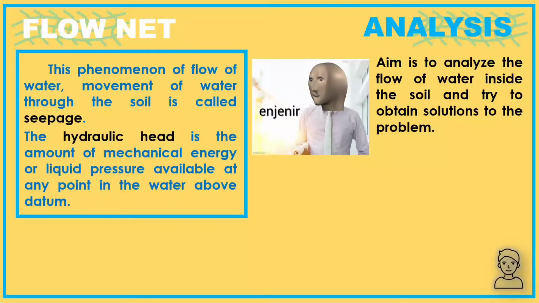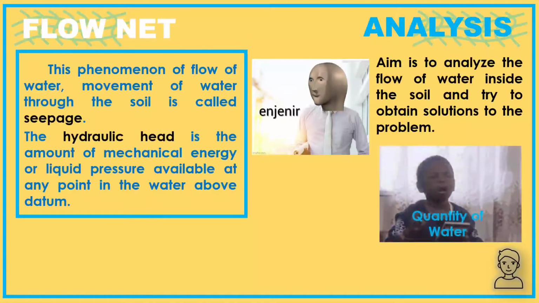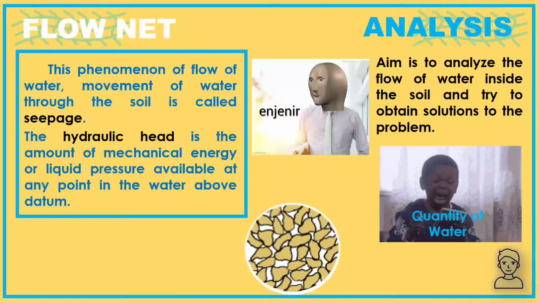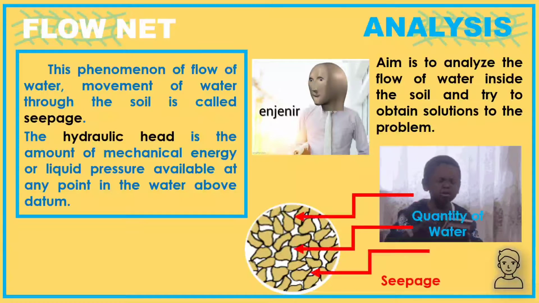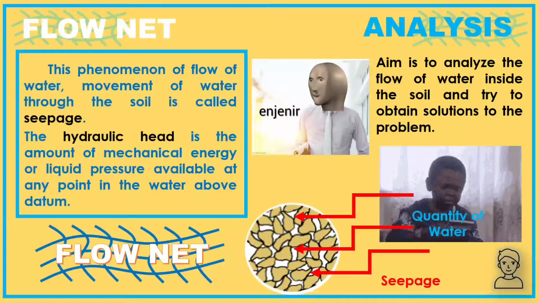One such problem is to estimate the quantity of water percolating via seepage through the soil under the dam. To solve such problems and to analyze multidimensional flow in the soil, we make use of a concept called a flow net. How do we visualize a flow net? Let's carry on.